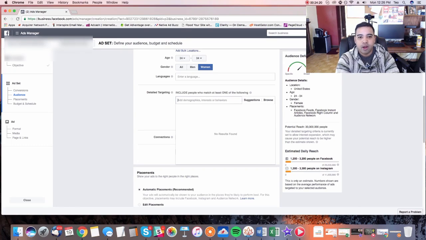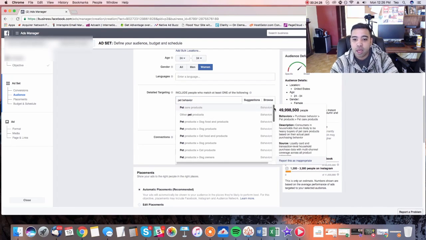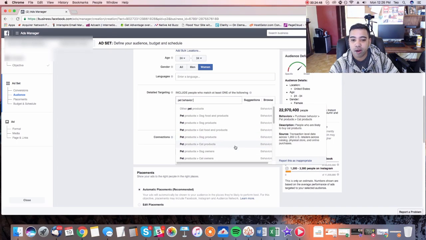So what you can do is just type in, for example, pet behavior, or keyword behavior, and you'll find a whole bunch of behaviors that Facebook will give to you. For example, we have here people who buy pet care products. Facebook knows this already. 50 million people out there. Another one, more specific now: dog food products, dog products, cat food products, cat products.